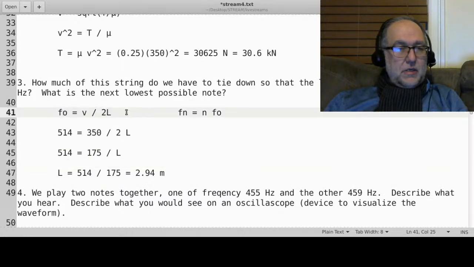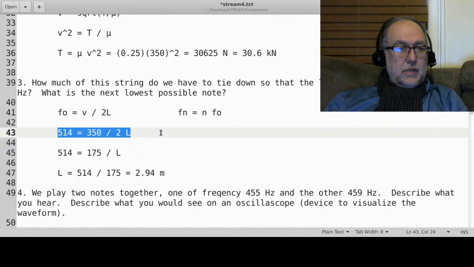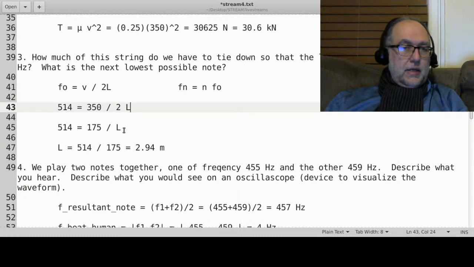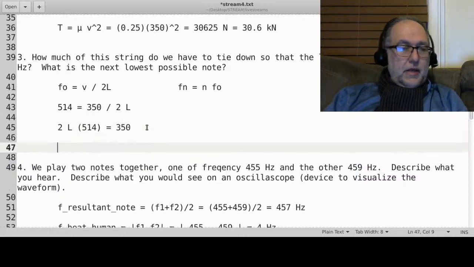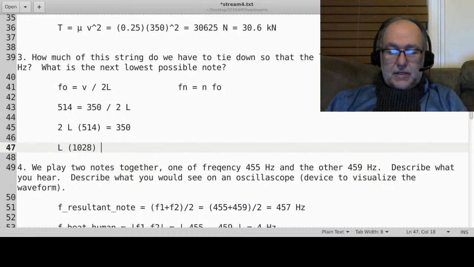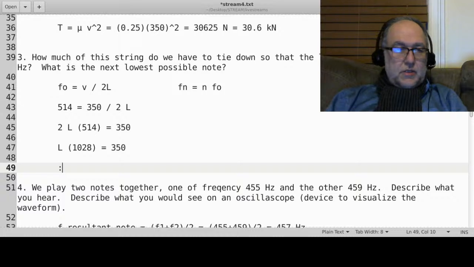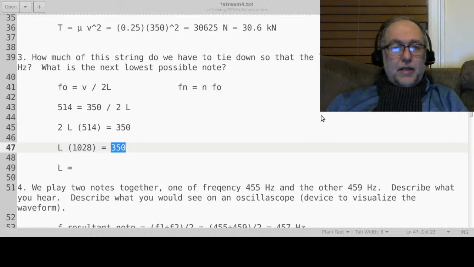So let me see here. We have this. That's this. And here, I could do this a different way. Let me multiply both sides by 2L, so that I would have this. And then I can bring the 2 times the 514, so that'd be 1028, is equal to 350. And then L is going to equal... I think I did it wrong. Haha, you guys were right. I don't know what I did wrong there.